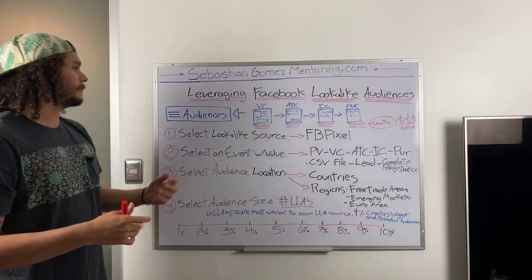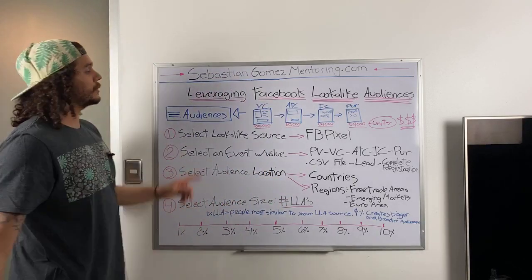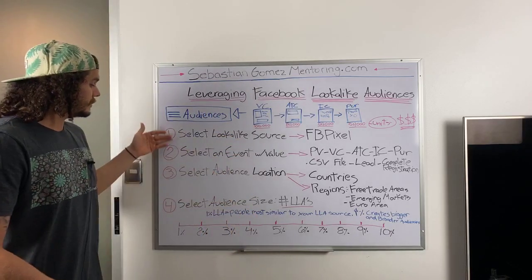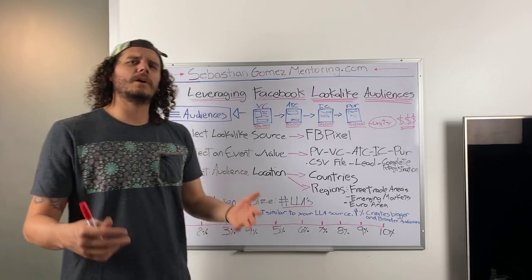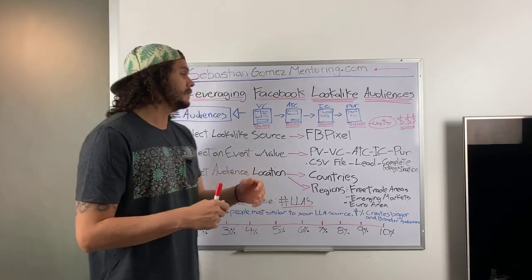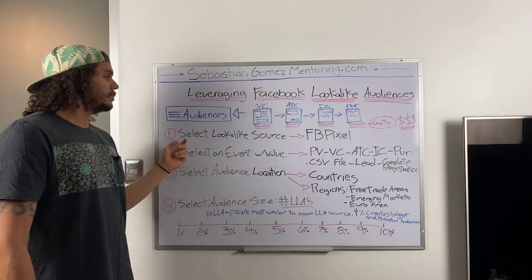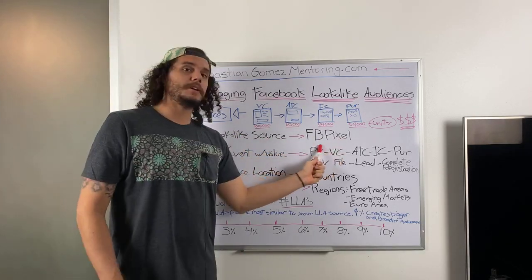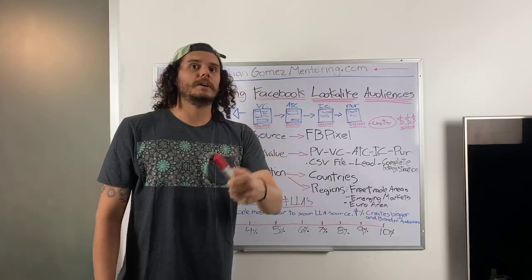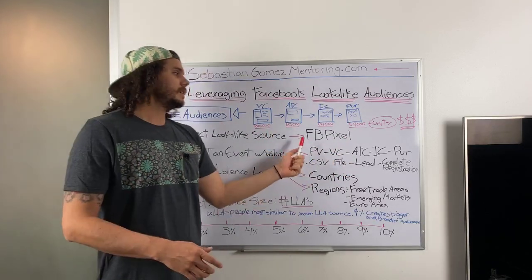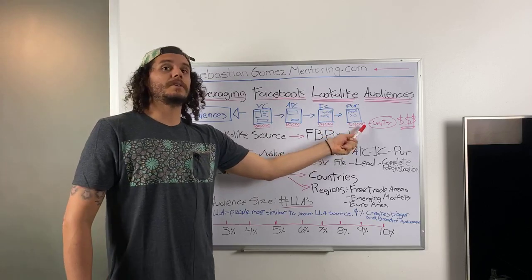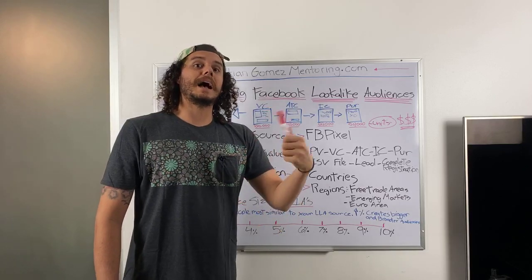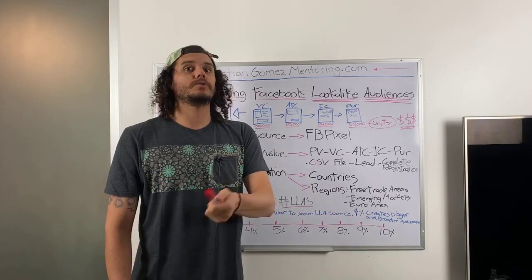Okay, let's start with the first part. Once you go to audiences and select custom audiences, you're going to have these four main options, and I'm going to break them down so you can see that it's super easy. Part number one, you have to select the lookalike source. In this case, it's going to be the Facebook pixel that you created for your brand. If you have different Facebook pixels, you have to select the right one so that Facebook knows where the data is coming from in order to create the lookalike audience.